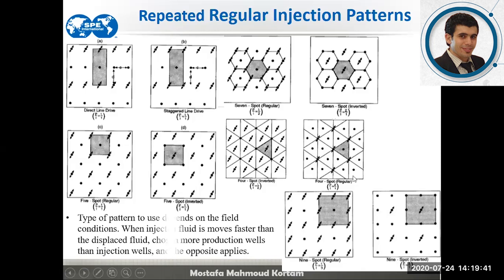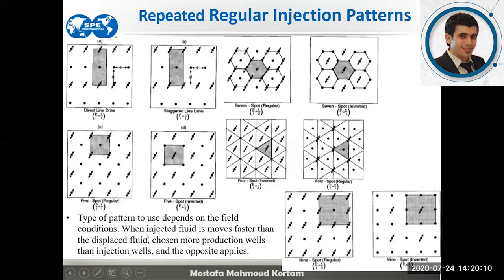But when we should utilize either the regular or inverted pattern, it's according to the field that has a particular condition and situation and should be modeled, and they should be aligned with the heterogeneity scale and the distribution of the permeability and porosity and so on.